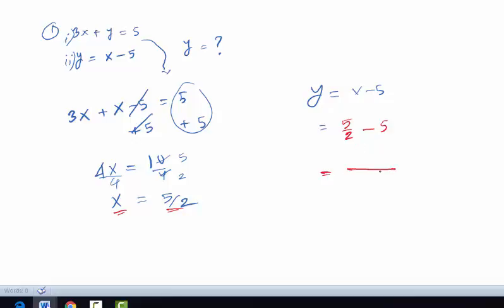Now you have to do something here. As we know, the common denominator is 2, so 5 minus 2 times 5 is 10, so that way we get y equals negative 5 over 2. That is interesting, isn't it? So that's how we solve a system of equations.